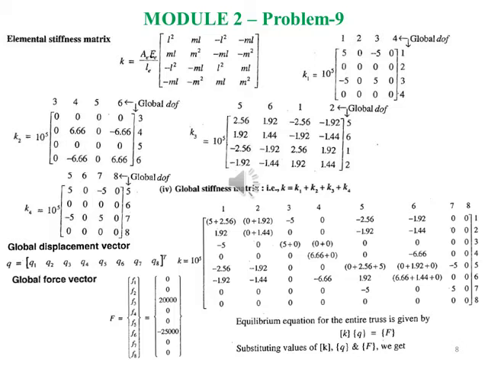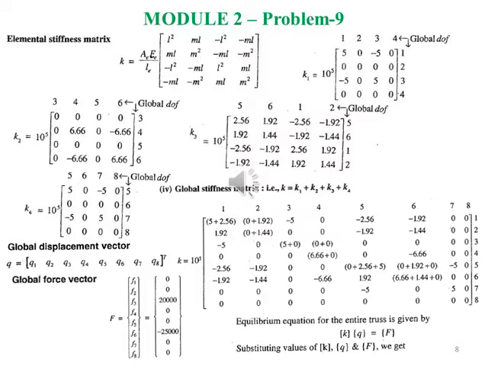So the elemental stiffness matrix is obtained from the formula for the truss element, that is AE by L into [L square, ML, minus L square, minus ML; ML, M square, minus ML, minus M square; minus L square, minus ML, L square, ML; minus ML, minus M square, ML, M square]. So the stiffness matrix K for element 1 is 10 power 5 into [5, 0, minus 5, 0; 0, 0, 0, 0; minus 5, 0, 5, 0; 0, 0, 0, 0].